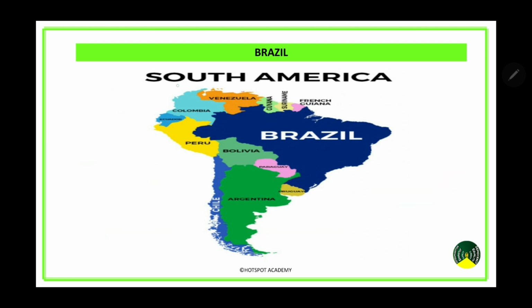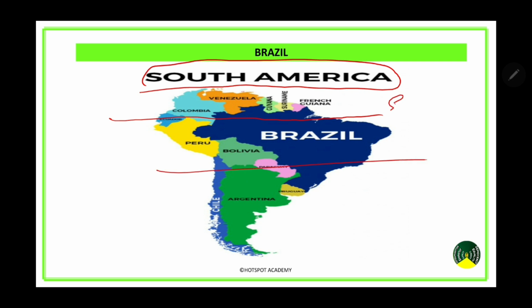Okay, so Brazil is part of the South American continent. Now, 2 important lines pass through Brazil. One is your Equator. The other one is your Tropic of Capricorn.